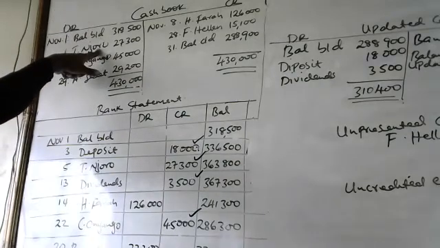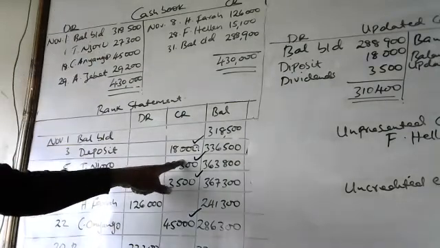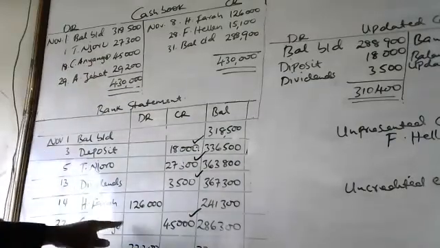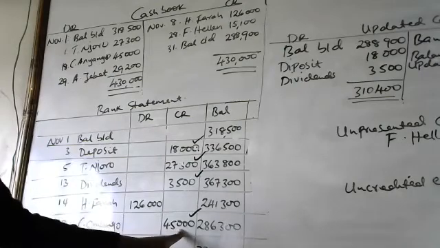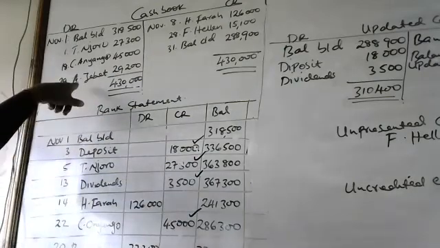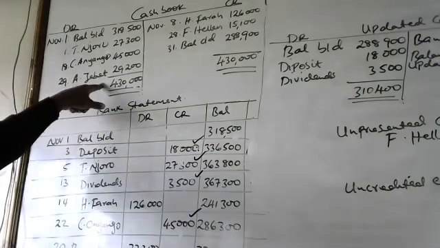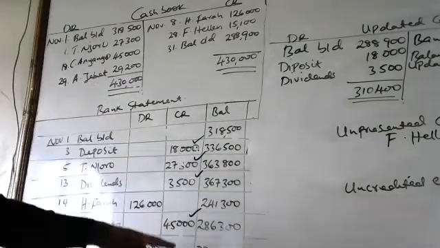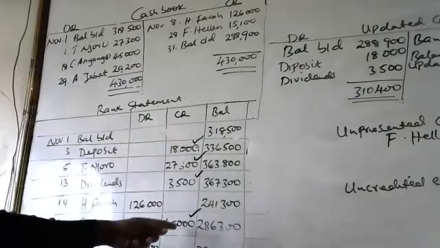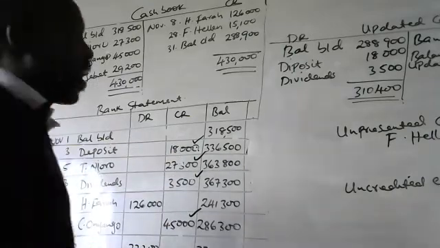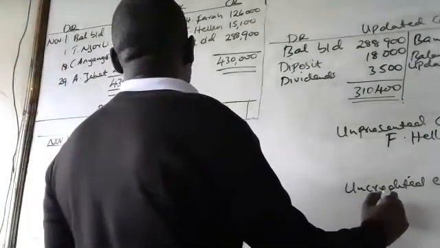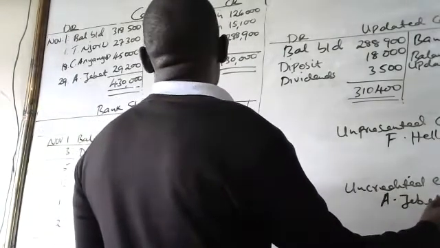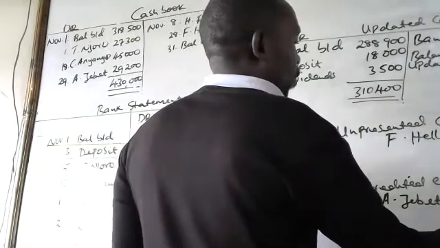This check for Tinjoro, we have it here. C Anyango is actually here, 45,000. Then we have got a check from A Jebet, 29,200. That particular check is not found anywhere here. 29,200, we cannot find it here. So that check is uncredited. A Jebet of 29,200.